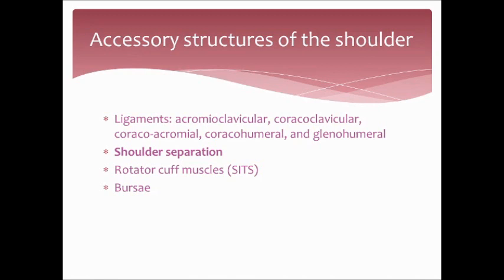Another accessory set of structures that helps to stabilize the shoulder are the rotator cuff muscles, which are also known as the SITS muscles. With these, we have the supraspinatus, the infraspinatus, teres minor, and subscapularis. So supraspinatus sits in that supraspinous fossa, infraspinatus sits in the infraspinous fossa, and subscapularis sits in the subscapular fossa. So that's why it's really important to know the parts of your bones. And teres minor is just lateral to all of that.